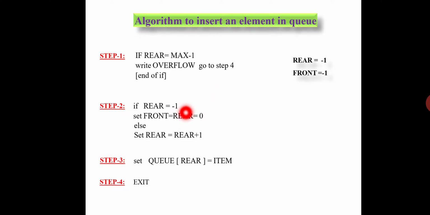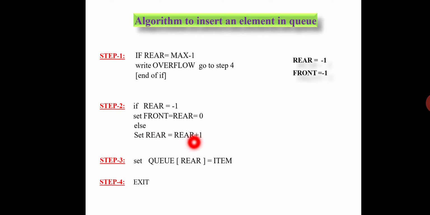Then if rear is equal to minus 1, at that time front and rear are 0, and queue of 0 will be used for adding the element. If this condition is else, then we set rear and front equal to 0, and then queue of 0 will be item. Else, if this condition is also false, that is, rear is not equal to minus 1, then it will come to the else part.